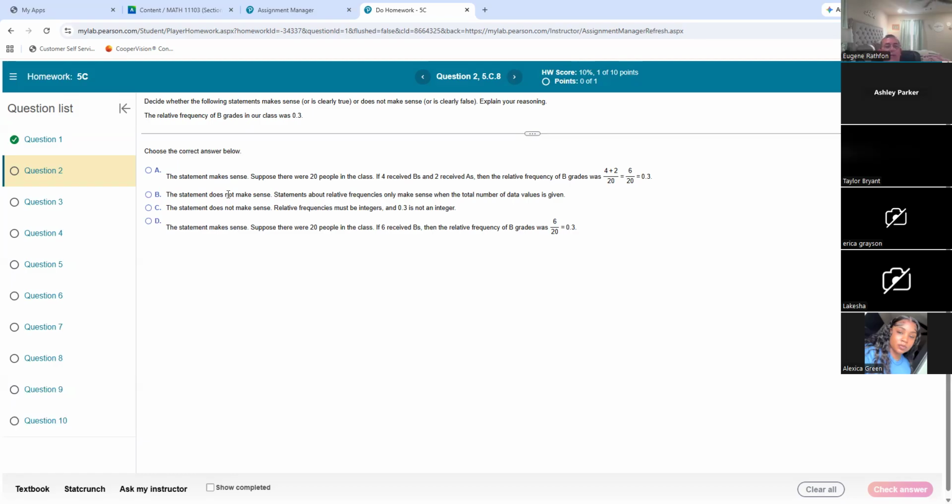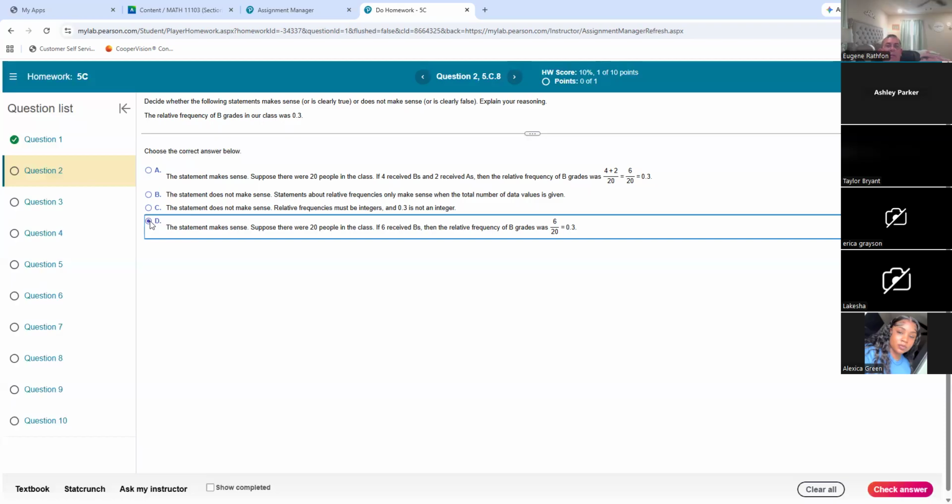So B says it don't make sense. C said it didn't make sense. So let's look at D. It makes sense, they said. If there's 20 people in the class, if 6 got B's, well, that's correct. Then the frequency would be 6 over 20, which would give you 0.3. So y'all, we would say D on that one, okay? Remember, the relative frequencies can be anything as long as it's below 1, okay? Anything over 1 is not possible.